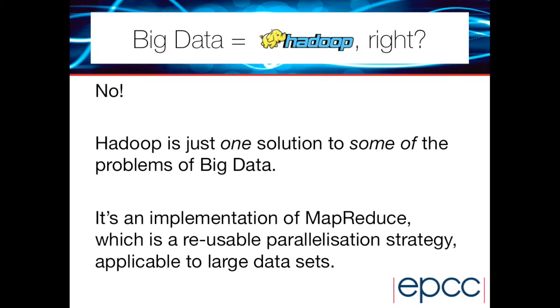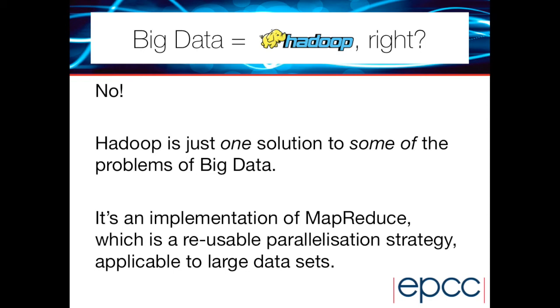Talking of one possible solution, this brings me on to my last couple of points. For some people, big data means Hadoop. And of course, I would argue that big data is not the same as Hadoop. Hadoop is just one solution to some of the problems of big data. It's an important solution, it's very powerful, it's very widely used for some classes of problem, but you can't solve all big data problems with Hadoop.